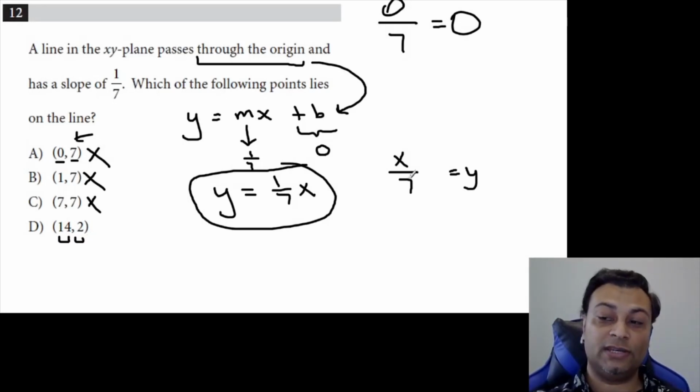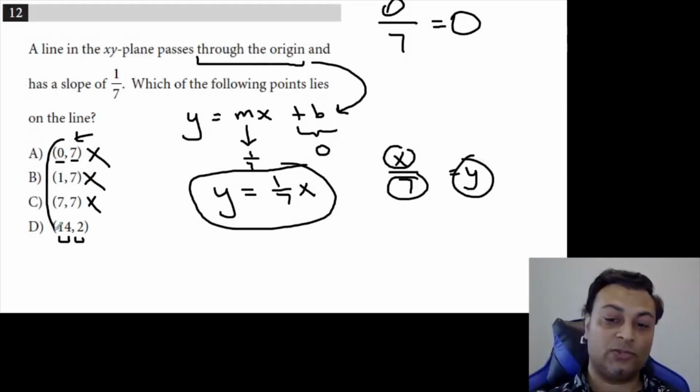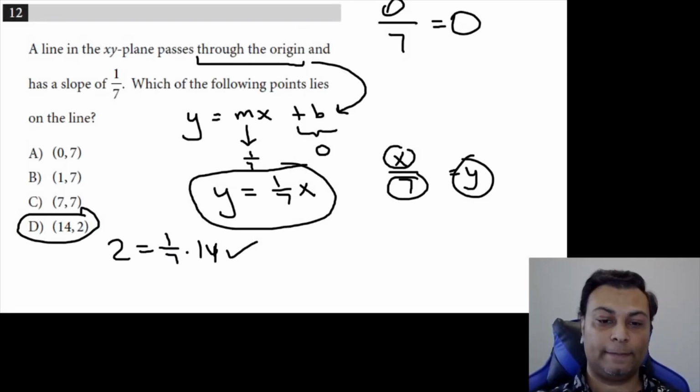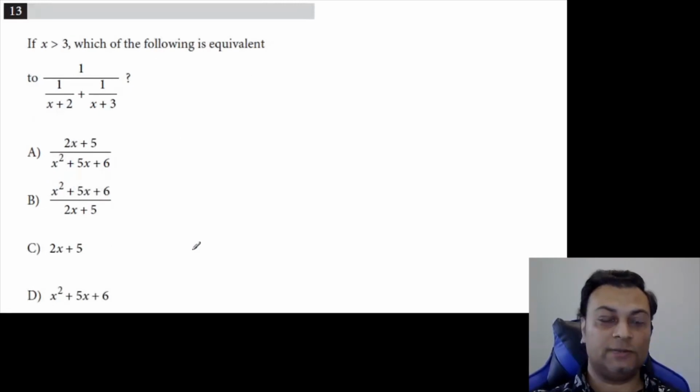All we need is the x-coordinate to be 7 times as big as the y-coordinate. If you see the x-coordinate 7 times the size of the y-coordinate, that's the answer. And so we have 14, 2, where you can see that 2 is 1/7 times 14. It's the only one that fits. Moving on to number 13.